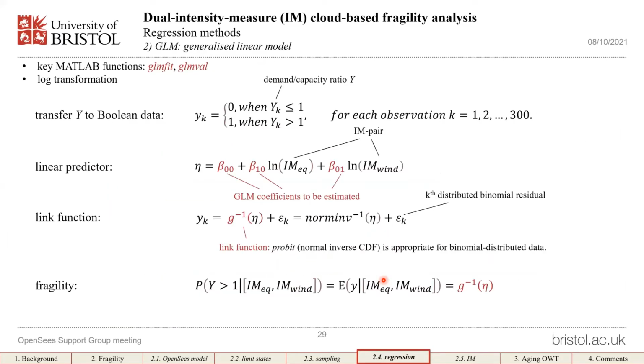The second method is called the generalized linear model, or the GLM model. It is an extended linear regression approach that allows for the modeling of bounded variables whose regression errors do not follow a normal distribution. Basically, there are 3 key components for the GLM method.